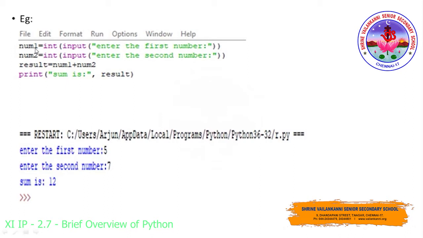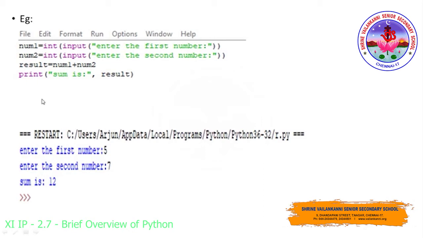Now look at this example. num1 and num2 are the variables, and for these two variables they have written int of input of enter the first number. They are prompting the user to enter the value by using the input function, and for the conversion they have used the int data type. So "enter the first number" will be displayed as such, and once you enter the number 5, it will be taken as a string, converted into the integer data type, and then assigned to the variable num1.